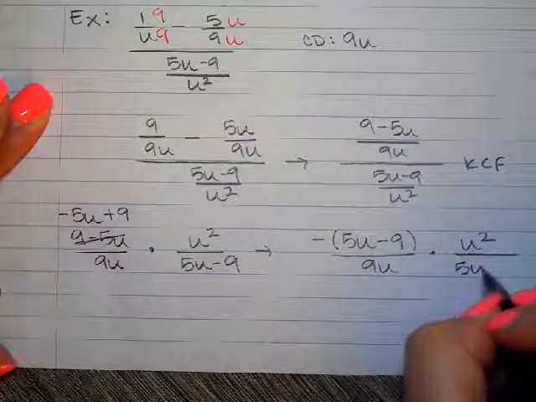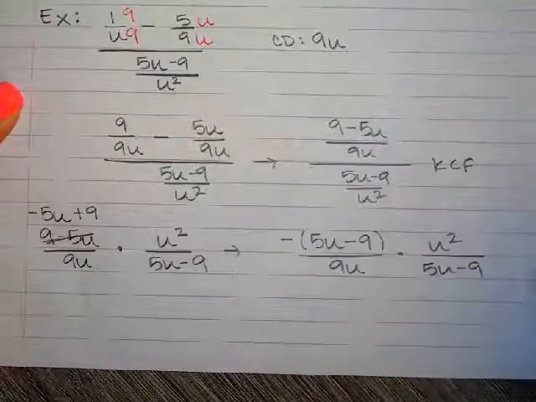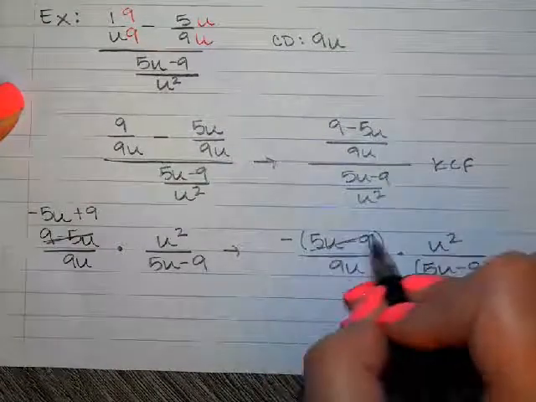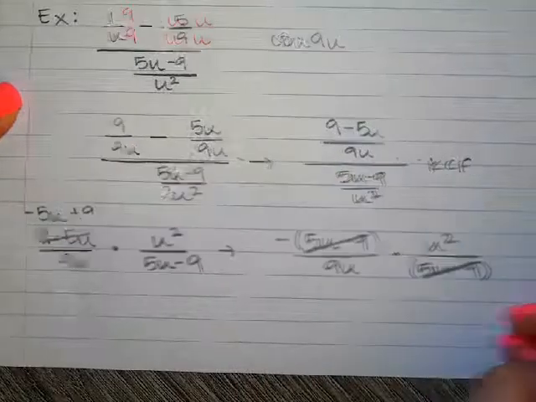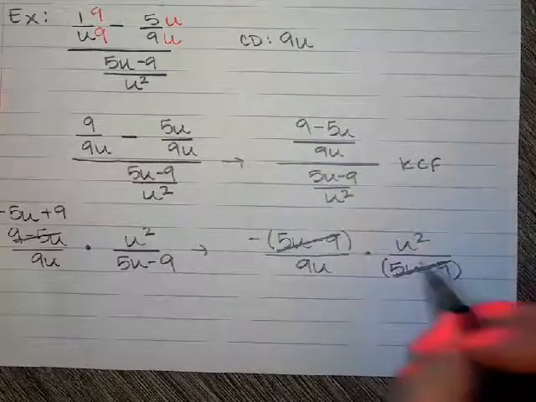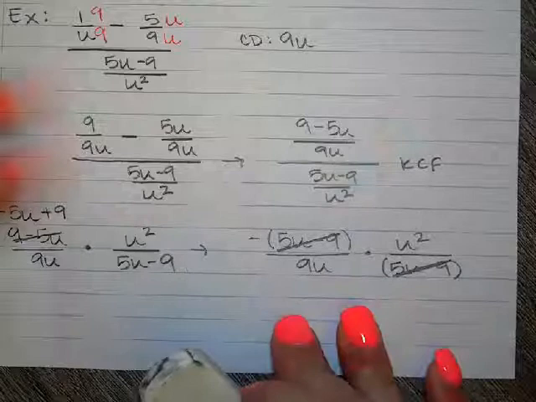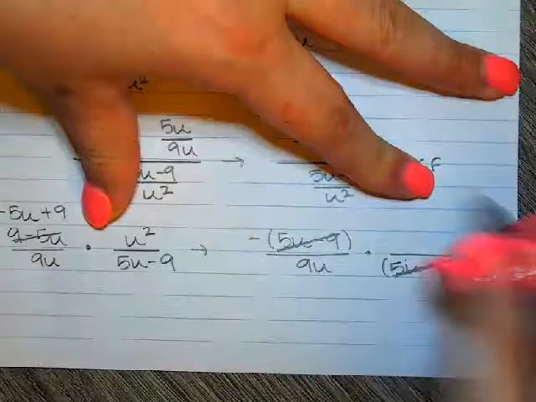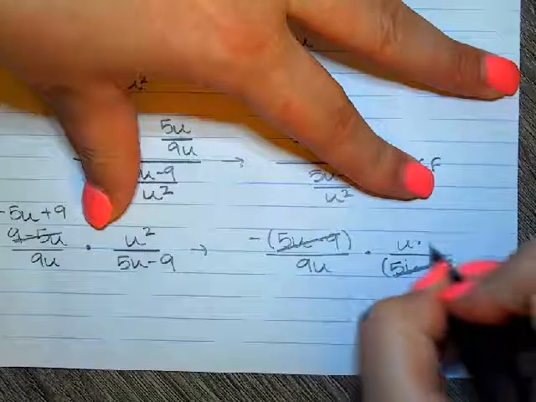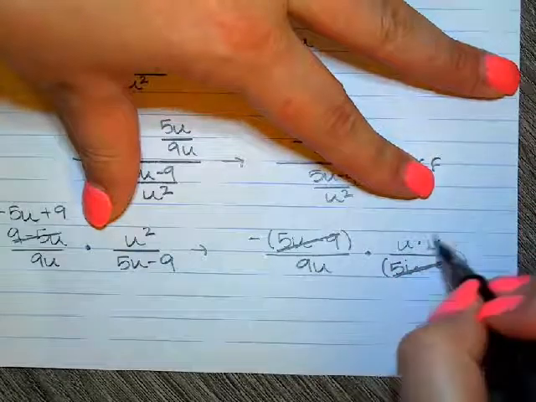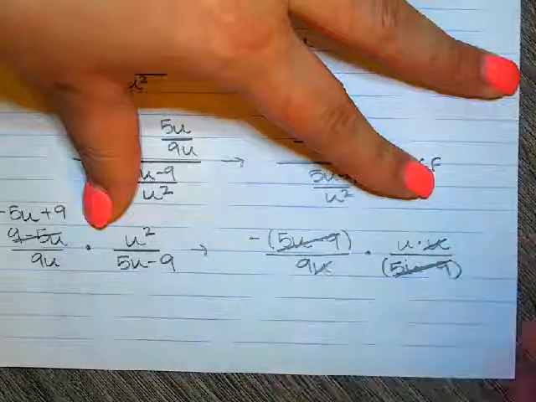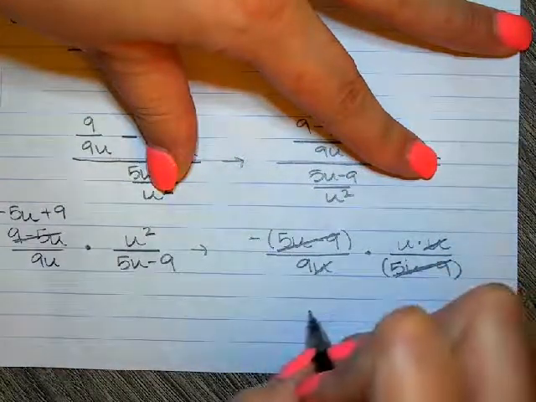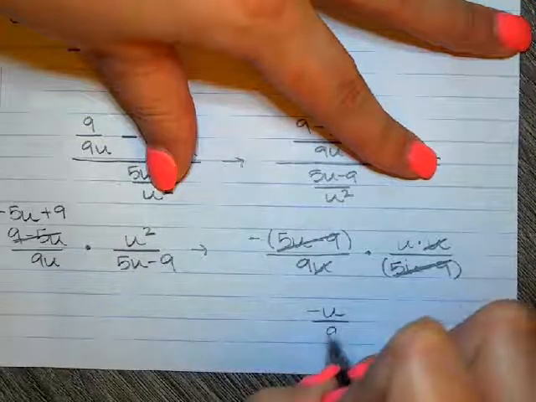Now the interesting thing that happened is that when I took out that negative, these can cancel all of a sudden. And this is a u squared, so if I write that expanded, I have u times u, which means I can cancel out one of those with the u down here. So what I end up with on this problem is negative u over 9. That's my final answer.